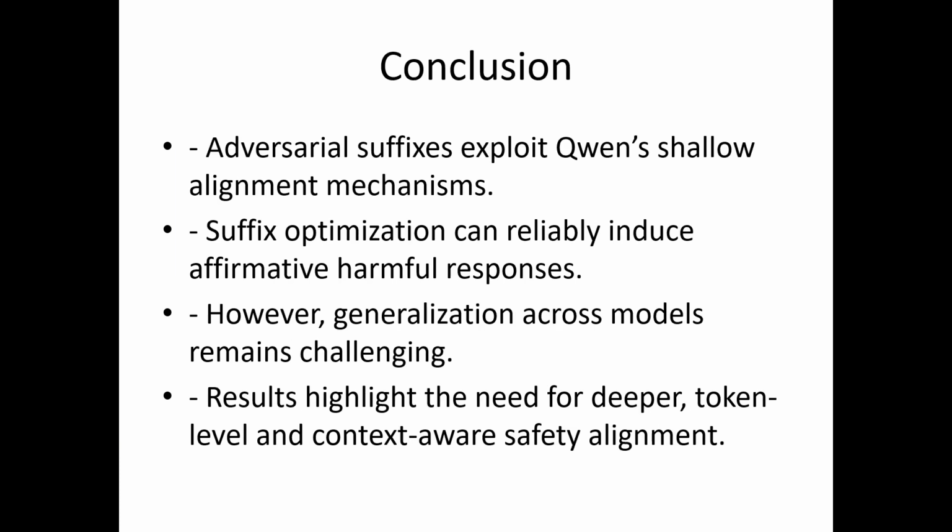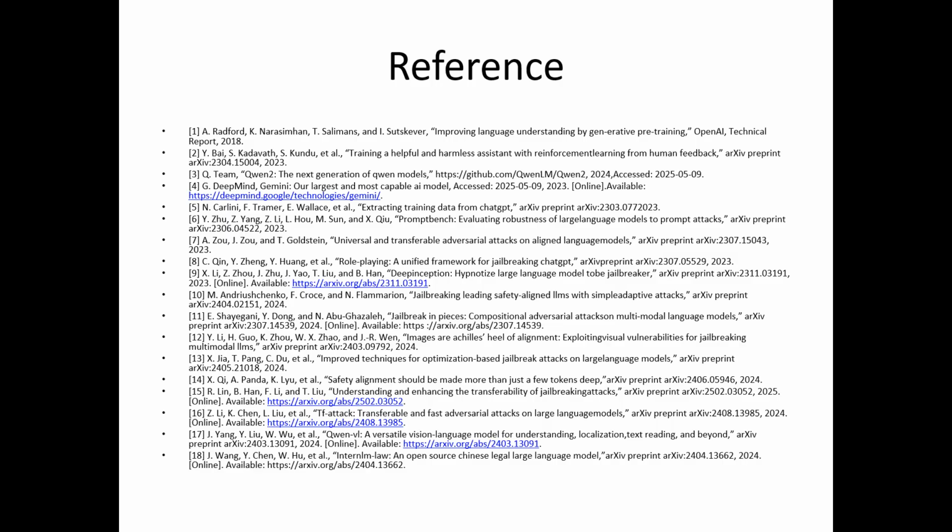In conclusion, for both Chain1 and other large language models, safety alignment should go much deeper than simply relying on the first few tokens. That's all for my presentation, and this is the reference.